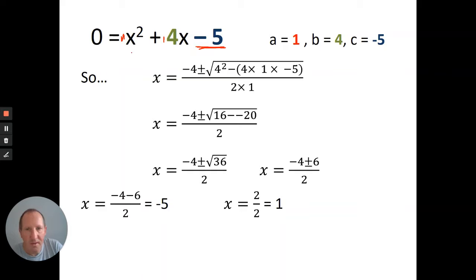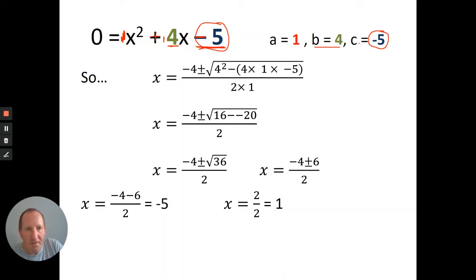So for this one, there is an invisible 1 there, remember? So a is 1. b is 4, because you've got a 4 there, and c is minus 5. Minus 5, remember to include the sign that's in front of it. This is plus 4. I haven't written plus 4 because I just sort of forget that. But you do need to remember, if that was a minus, it was a minus 4.